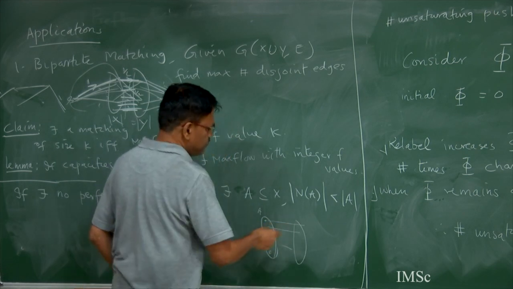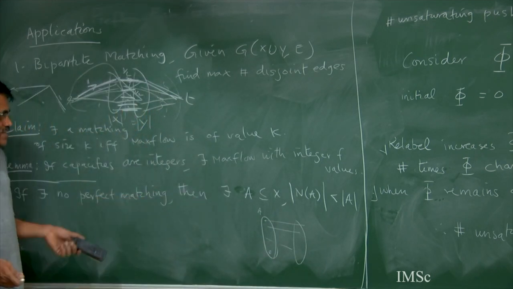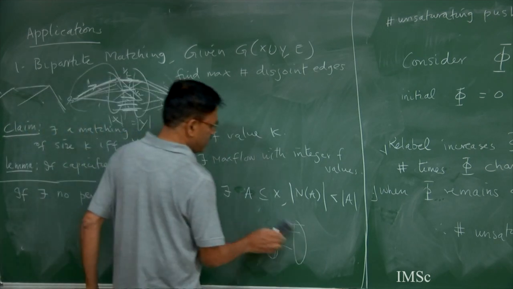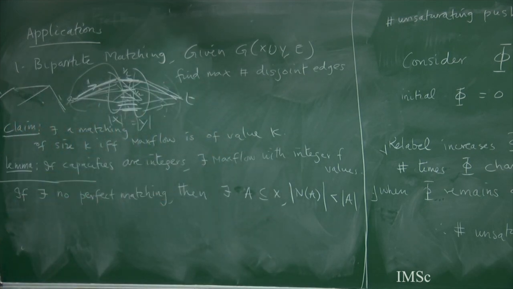So you need at least cardinality of A many neighbors. But this is the other direction, that if there is no perfect matching, then you can exhibit a set A whose neighborhood size is strictly less. How do you prove this? There are lots of proofs. You can prove it using max flow min cut.